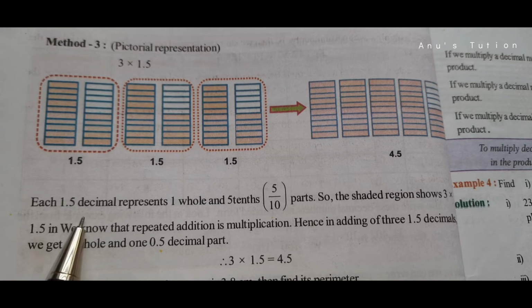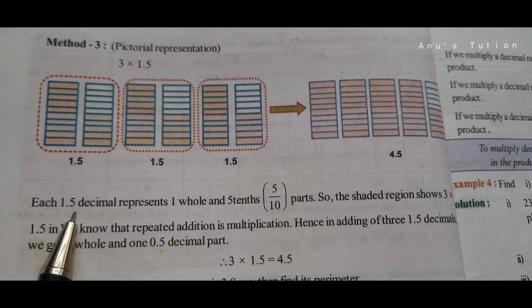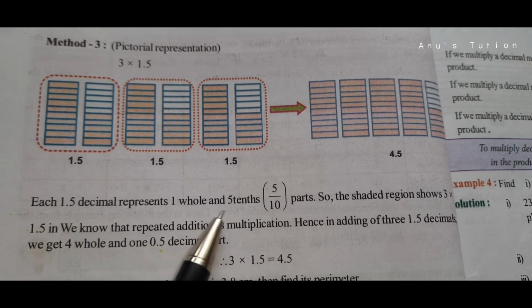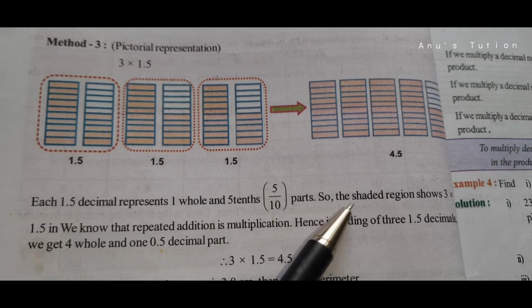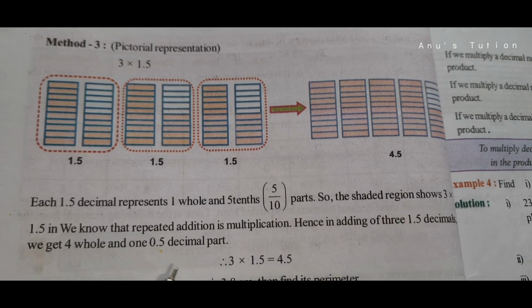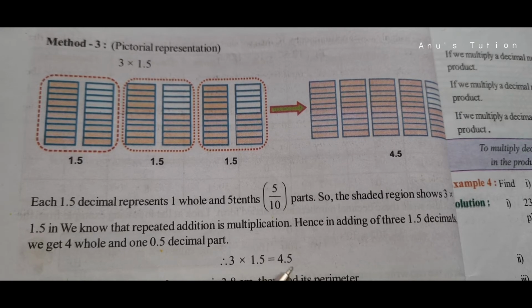Next, each 1.5 decimal represents one whole and 5 tenths, 5 by 10 parts. So the shaded region shows 3 into 1.5. Next, 3 into 1.5 is equal to 4.5. This is method 3. Okay.